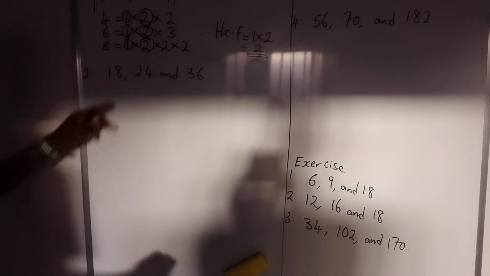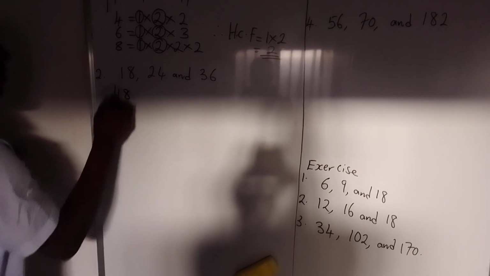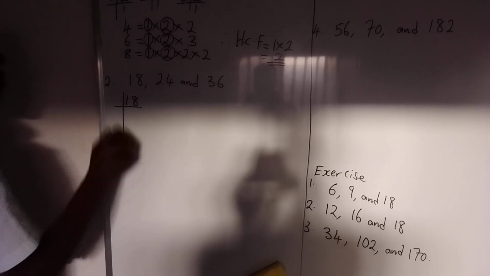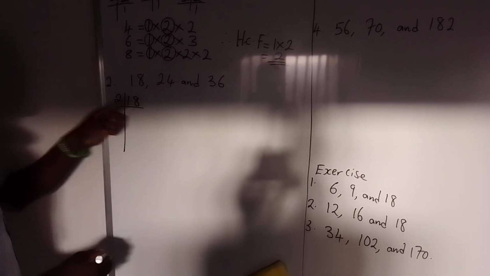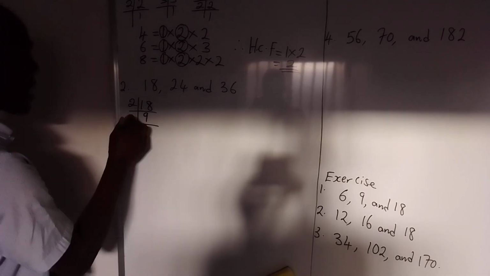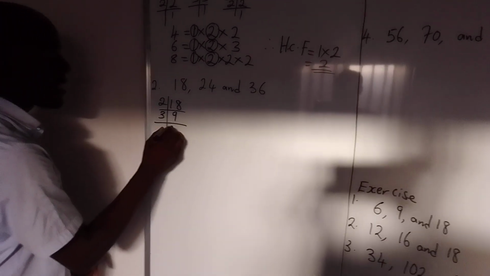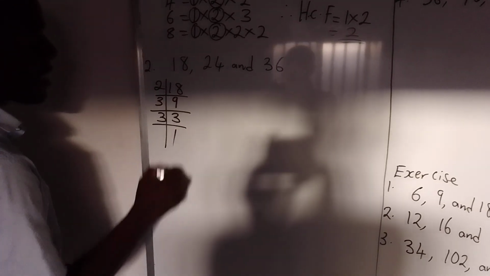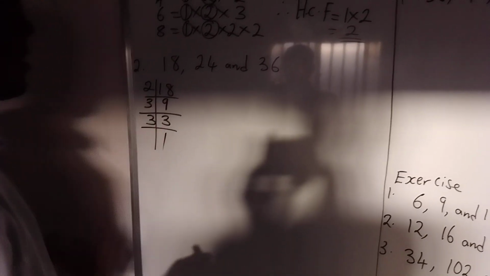Now quickly, let's look at the next example. We have 18. 18 is an even number. It can be divided by 2. 18 divided by 2 will give us 9. 9 is an odd number, so 3 can divide it. 9 divided by 3 is 3. 3 divided by 3 is 1. We are done with 18.